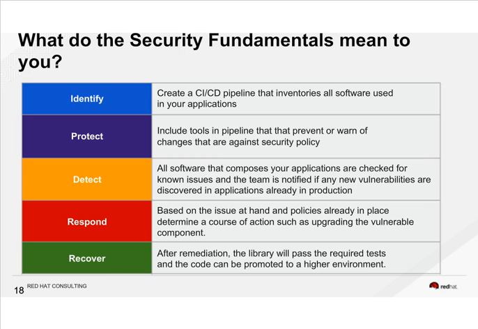So let's talk about what the identify step here means. And again, create a CI/CD pipeline that inventories all software. What do we mean by this? This is just creating that bill of materials. Protect. Include tools in that pipeline that warn and notify you of anything that's against those policies. Detect. Again, the protect and detect kind of overlap here a little bit. But now that you have those tools in place, notify you when something is wrong.